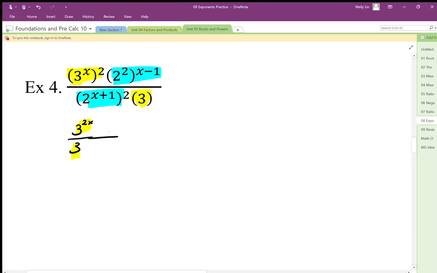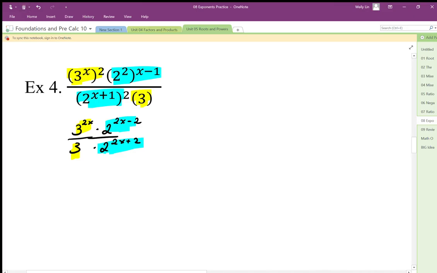I have the base 2 part, and it's all connected by times. Again, we have to make sure it's all times, otherwise we're in trouble, because we can't do add and subtract with powers. So this is going to be power to power, so 2 times x minus 1 is going to be 2x minus 2. And then same thing here, we're going to apply the power to power. This is 2x plus 2. Okay, so that's where the parts came from.